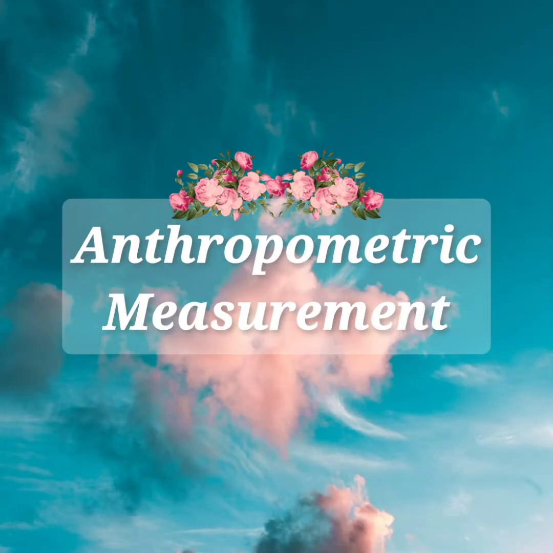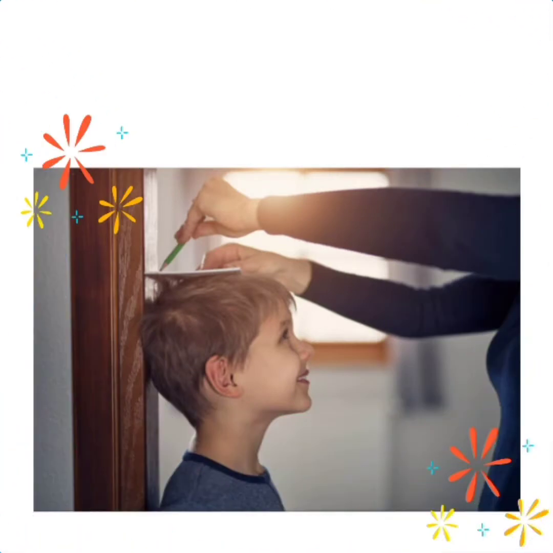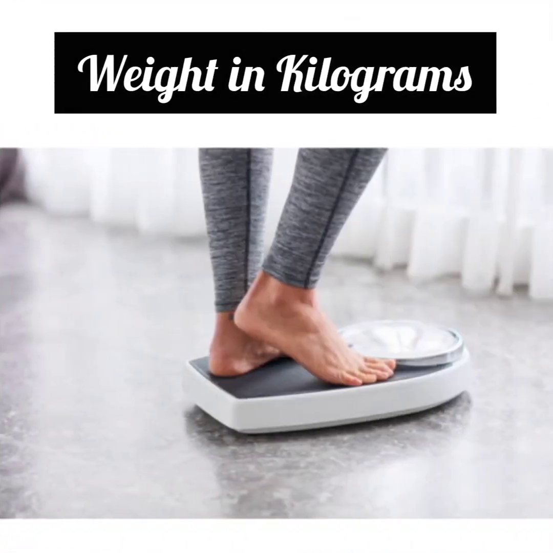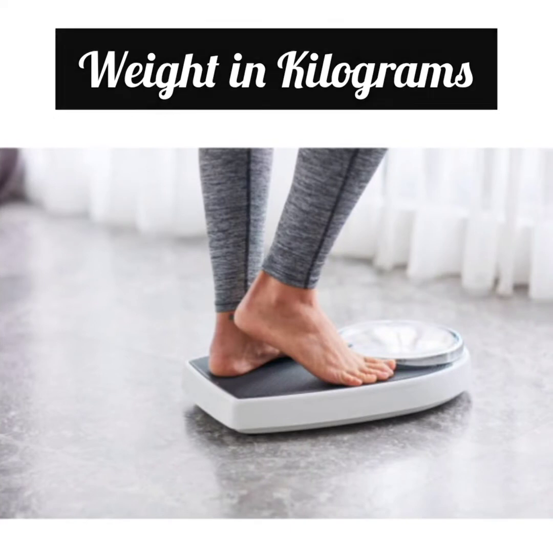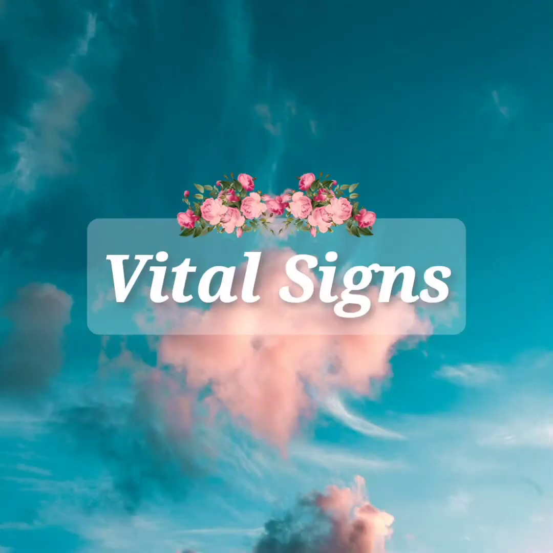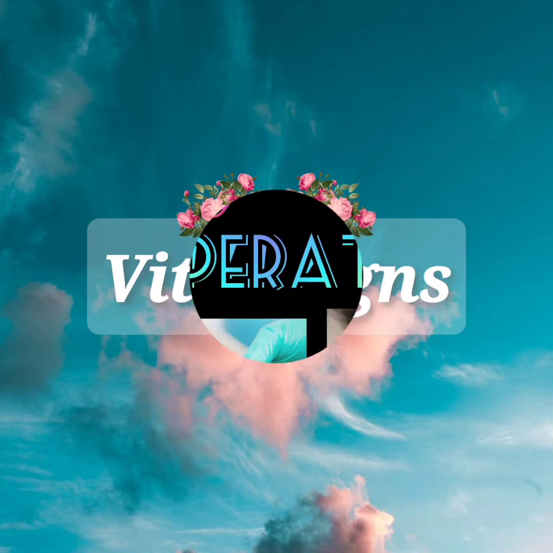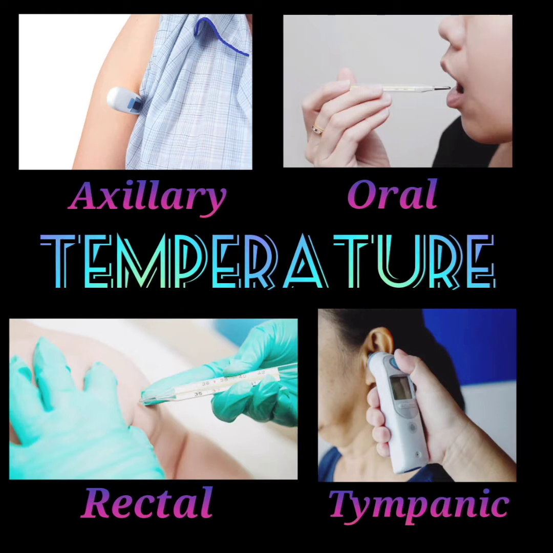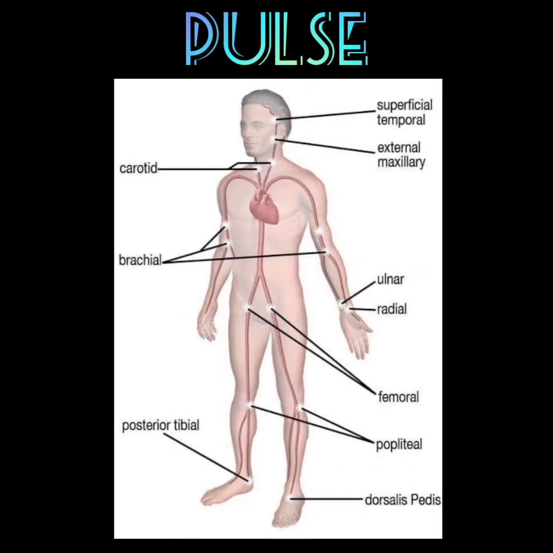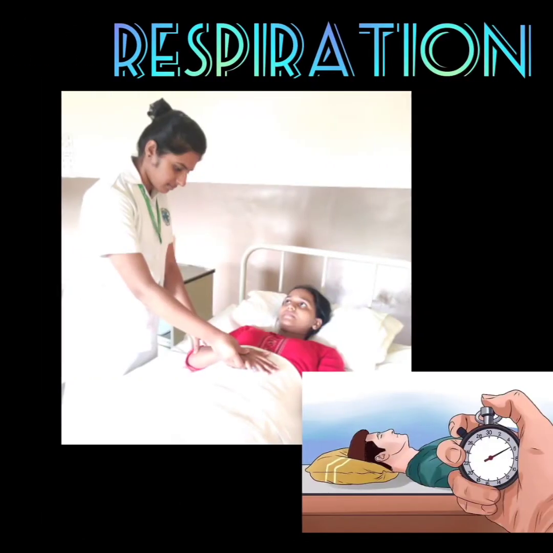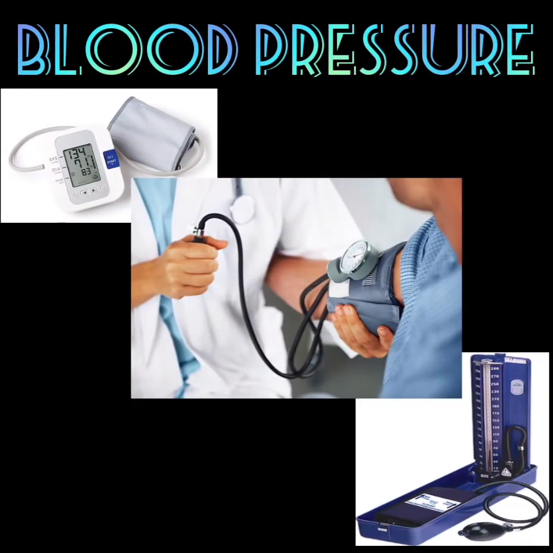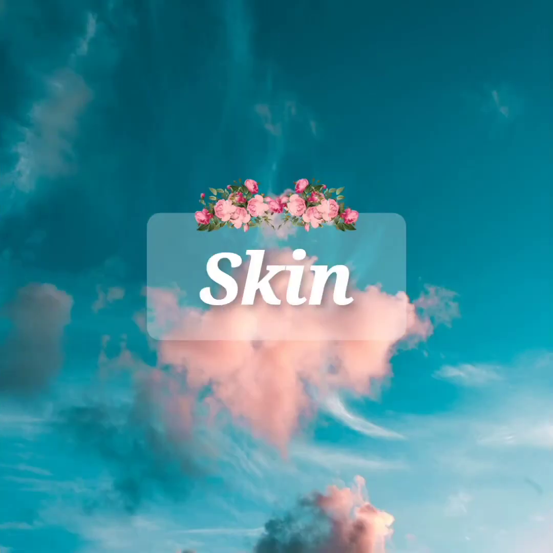Assessment of anthropometric measurements. Check patient's height in centimeters. Check weight in kilograms. Assessment of vital signs. Temperature can be checked at axillary, oral, rectal or tympanic sites in degree Fahrenheit or degree centigrade. Pulse can be measured at various sites in beats per minute. Respiratory rate should be measured in breaths per minute. Measure BP in mm of Hg.